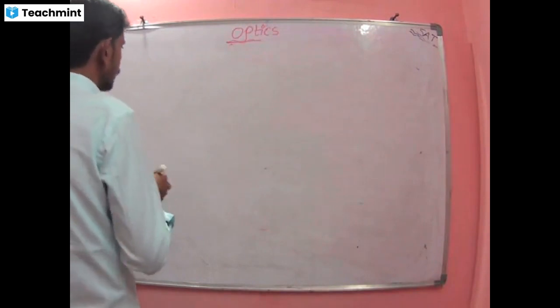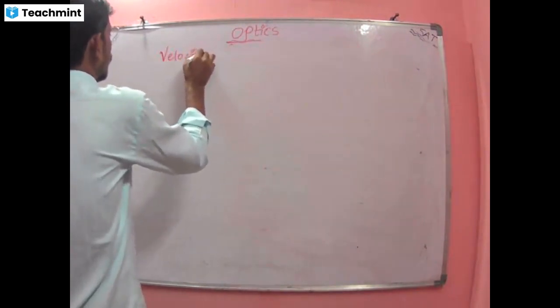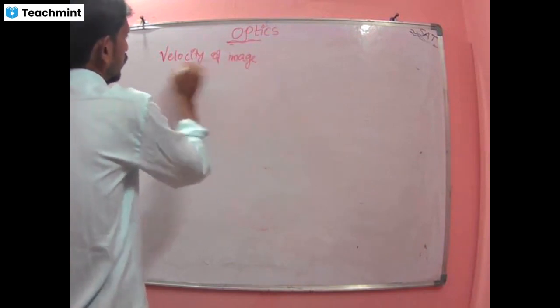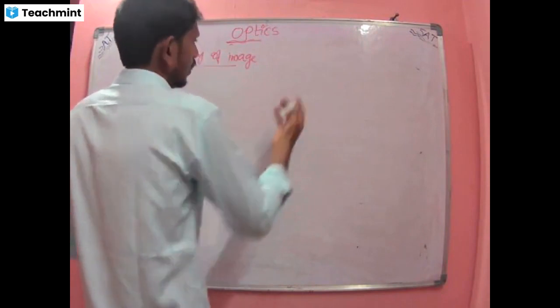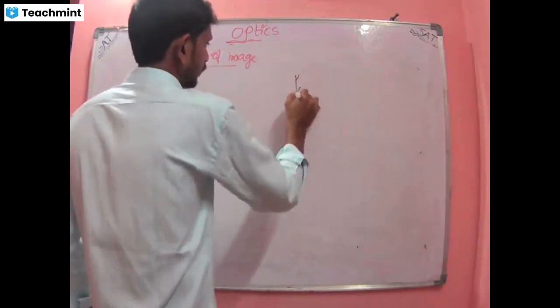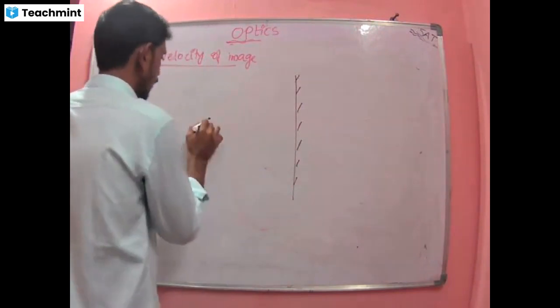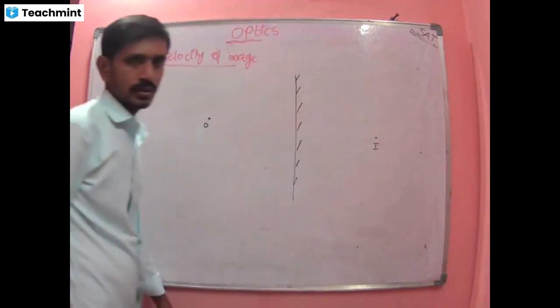Velocity of image. So I take a plane mirror. This is my plane mirror. This is my object here. O is my object. Image is here. This is image I.